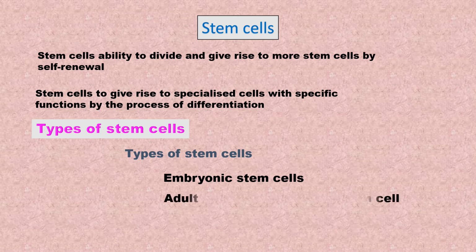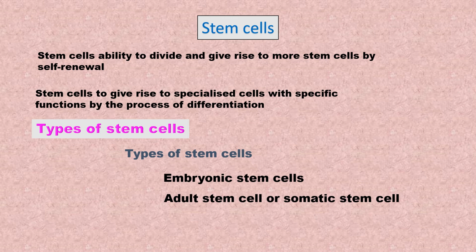Next, adult stem cells or somatic stem cells. Somatic means body cell. Adult means a well developed human body gives these cells, that is adult stem cells, found in the newborn, maternal and adult. They have the ability to divide and give rise to specific cell types. Sources of adult stem cells: amniotic fluid, umbilical cord and bone marrow.